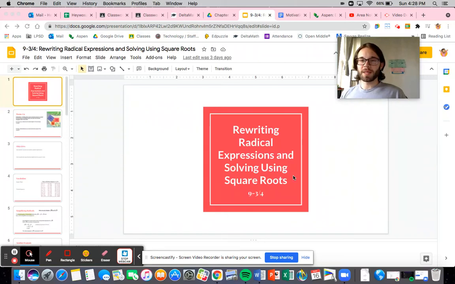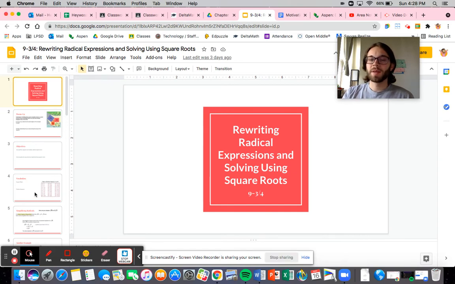Hi everyone, just wanted to take a minute to talk a little bit about rewriting radical expressions. We're predominantly just going to be simplifying numbers, but I will touch upon a couple other things as well, just to make sure we're on the same page.